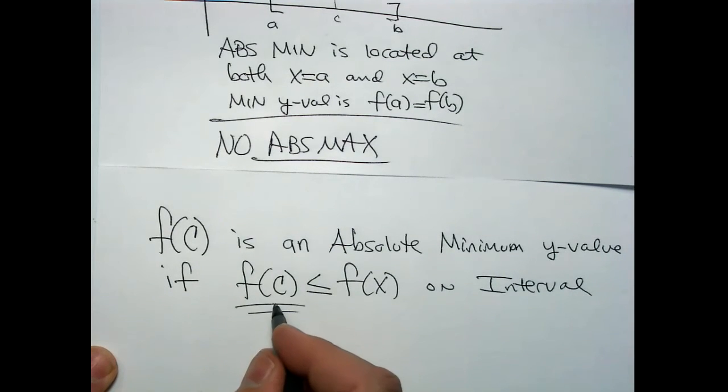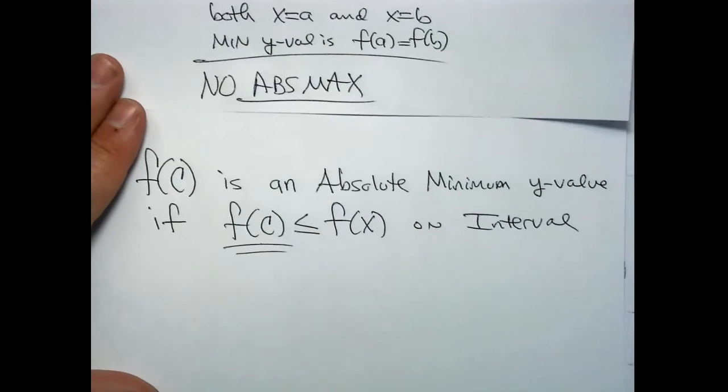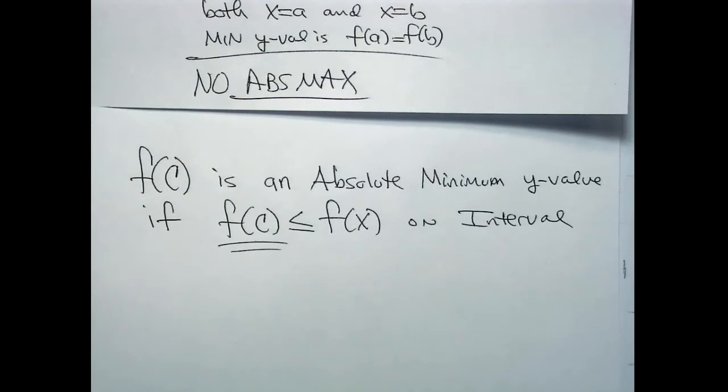That says this y is smaller than all the others. Now, if it happens to be equal, that's okay. That means you have two places where you have that minimum value. But you'll notice it does not allow f of x to be any bigger than that y value.